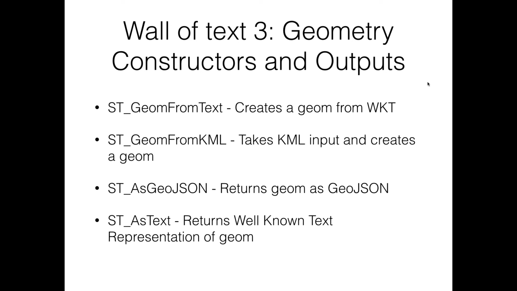So finally, we'll just look at a final set of functions that it provides. The ability to get a geometry object from well-known text. We just saw some well-known text before. You can get it from KML. You can pull it in as JSON. I don't use that much, but those exist as well.